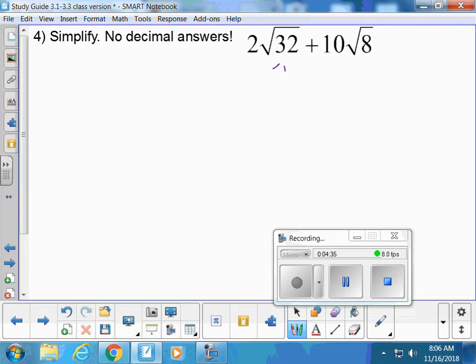So you want 4 and 8? Your way works, and my way would work too. What's the square root of 4? 2, and when that 2 joins that 2, it's a 4. So we've got 4 radical 8 plus 10 radical 8. And now we're happy campers because they're like terms.